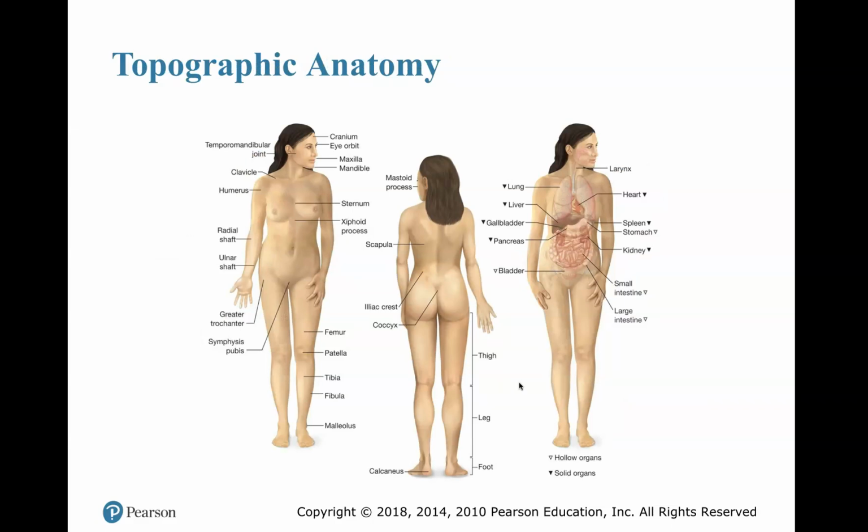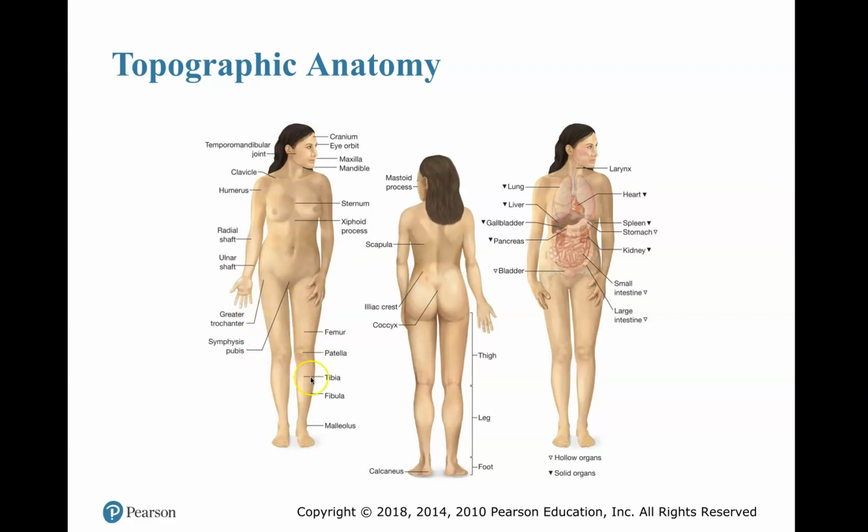Topographic anatomy. I can read all of these body parts to you, but I need you to study them yourself. Let me go over some things that I know you're going to see again. Eye orbit, maxilla, mandible, clavicle, humerus, cranium. We know that's the head. The mastoid process, sternum, xiphoid process. The radius and the ulna are in the arm right here, the lower arm. And then the humerus is the upper arm bone.